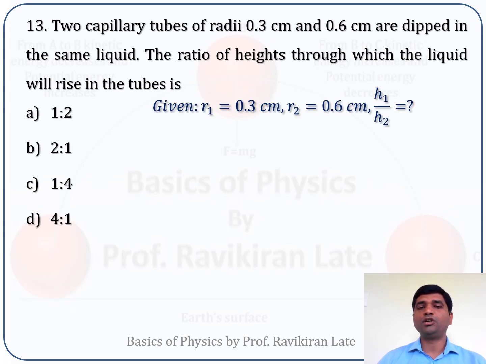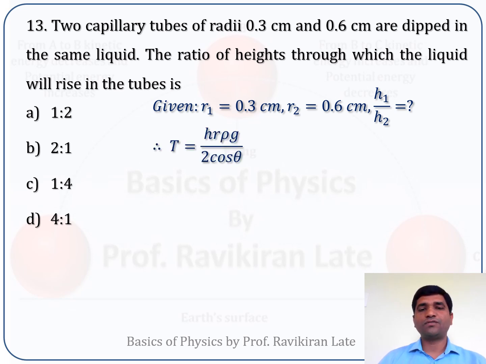So first of all we will try to write down the given data. The two capillary tubes' radii are given. Let us say R1 is the radius of the first tube, which is 0.3 centimeter. Let us say R2, which is 0.6 centimeter, is the radius of the second capillary tube, and we have to calculate the ratio of the heights to which the liquid will rise inside the capillary tube. So H1 upon H2 is equal to question mark.